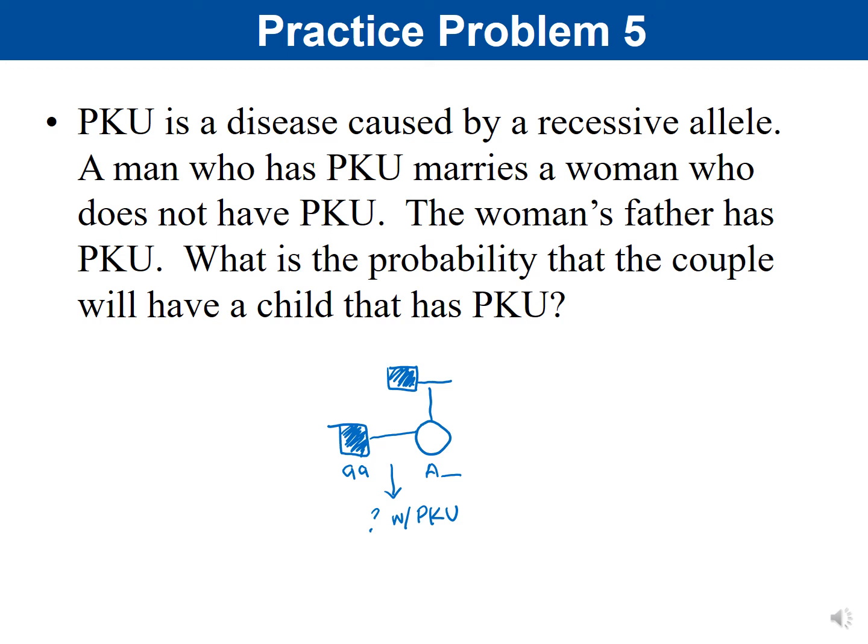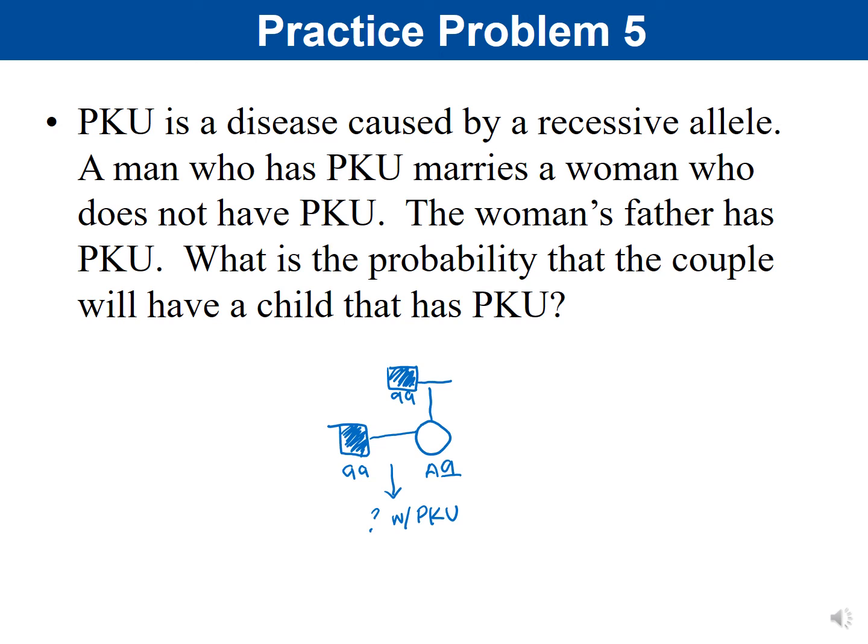Now, we need to figure out her second allele. We do know that her father has PKU. So her father is going to be little a, little a. What does that tell you is her second allele? That woman, what does her second allele have to be? And the answer is it has to be a little a because her dad had to give her a little a. So without a doubt, she is big A, little a.